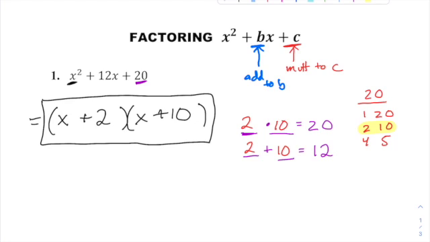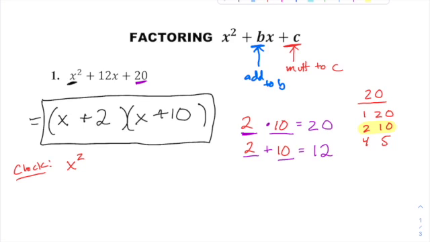And remember, how you can always check is by multiplying it out. And it's really not a bad idea when you do these for the first time to check by foiling. So if you multiply this out, your first will give you x times x is x squared.